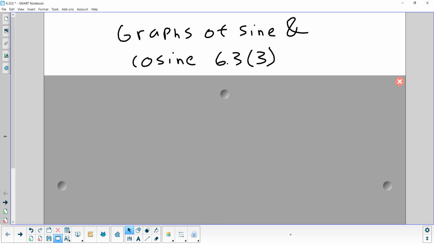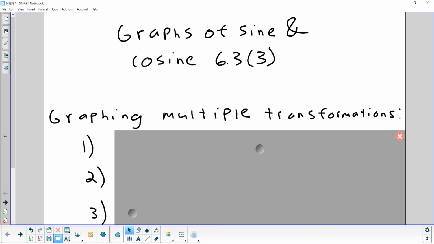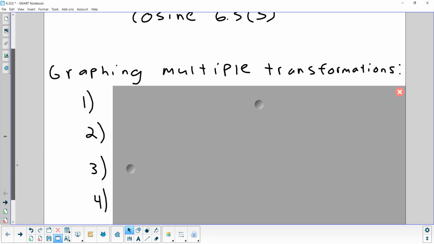All right, so the last part of 6.3, which again, we normally don't even break into its own section, is just looking at multi-transformations. There's a certain order that we always follow. It's the same order we've always done. Can anybody tell me what's the first transformation that you always look for? Tim? Horizontal shift. Okay, so first thing we look for, let's do an example with sine, would be horizontal shift.